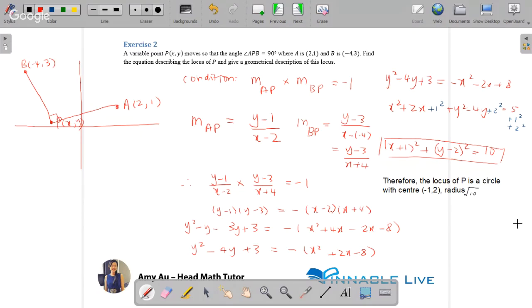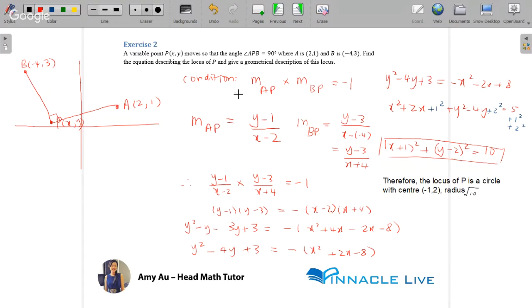So just to summarize, the key step here is, first, you have to identify what the condition is. Yeah, so this is a condition relating to a right angle, which is using the fact that it's perpendicular. So that's a gradient condition. So you use the gradient formula to build the two separate gradients, substitute them into your condition, multiply it, expand, collect. So I think that's where it gets a bit confusing. Just do it slowly and make sure you're collecting the like terms and expanding everything properly.